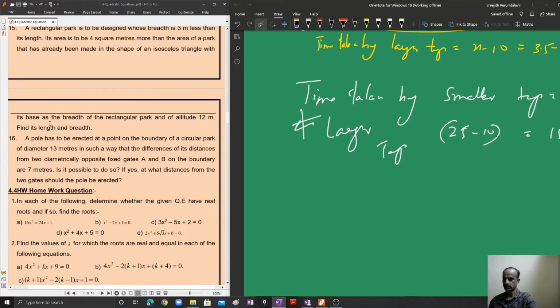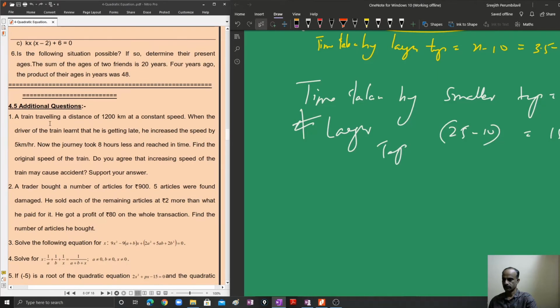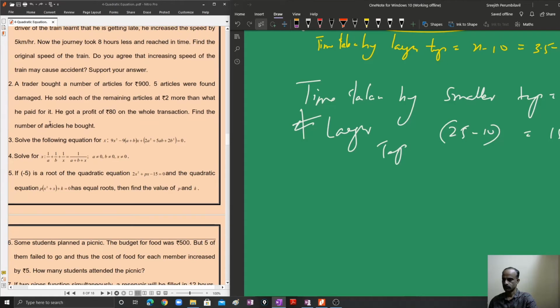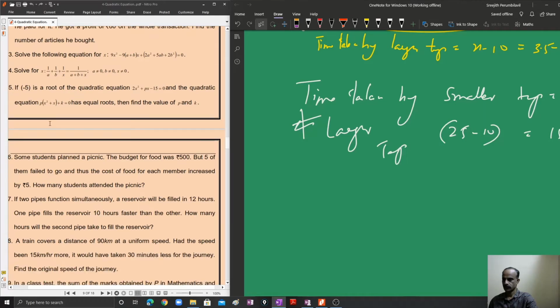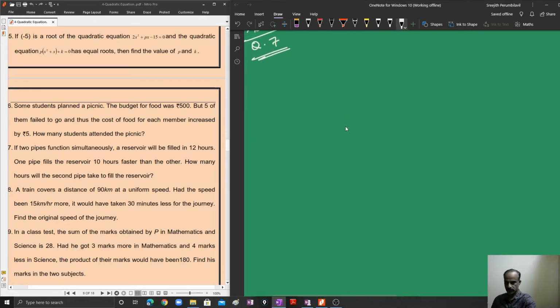Before going to the next question, this is almost over, but let us see whether similar questions are there. One more tap type question. Yeah, here it is. Additional question number 7.